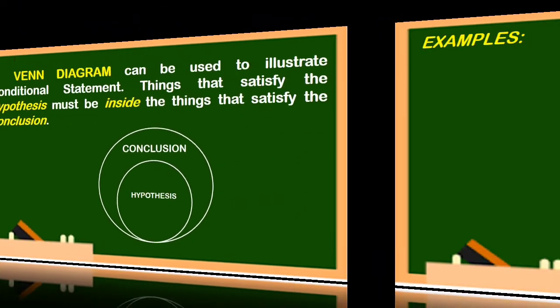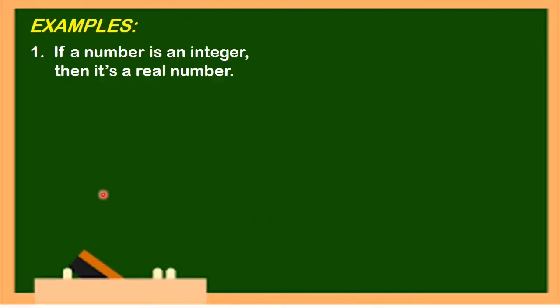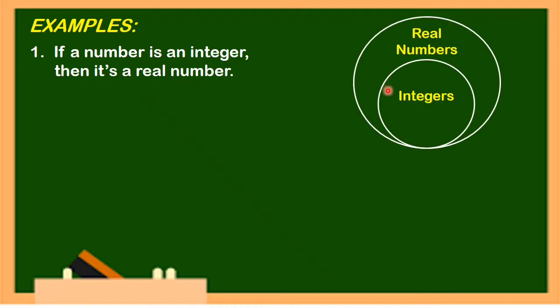Okay, let's have examples for this. Show this statement using Venn diagram. Let's illustrate. If a number is an integer, then it's a real number. So, showing its Venn diagram, we have here the smaller one, integers, is the hypothesis. As you can see, it is in the if statement. And the real numbers are inside the bigger circle, which is our conclusion, which is the then part or the then statement. Integers are subsets of real numbers. So, lahat ng integers, real numbers yan.